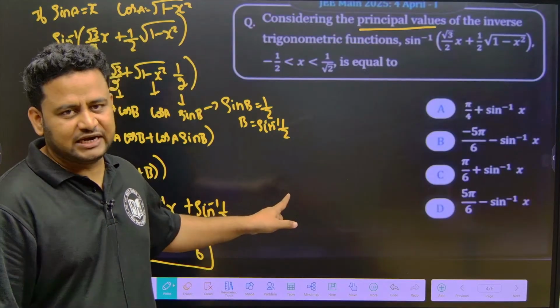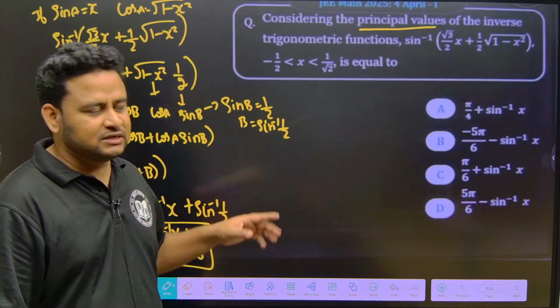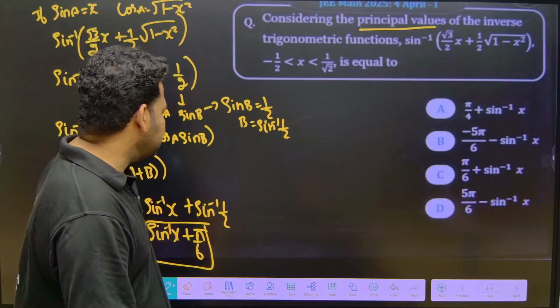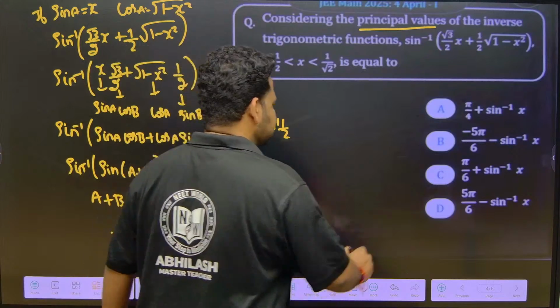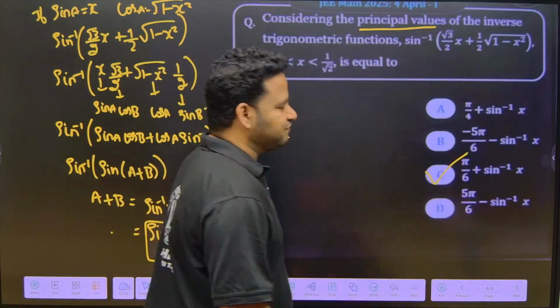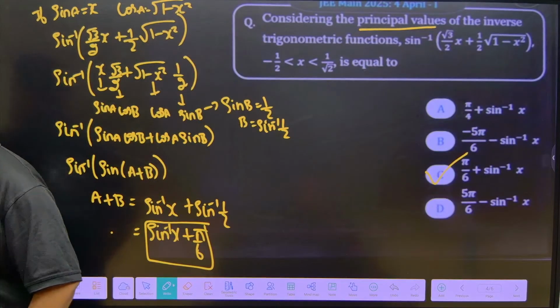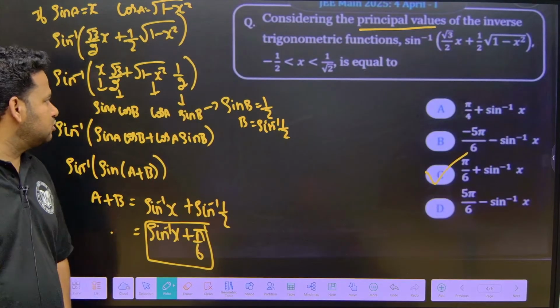Such questions you shouldn't leave, because your competitors will be solving such easy questions also. So kindly don't leave such questions. So this will be equal to pi by 6 plus sin inverse of x, that is option C, the right answer, friends. Option C is the right answer to this question. Clear? This is how you have to solve this question.